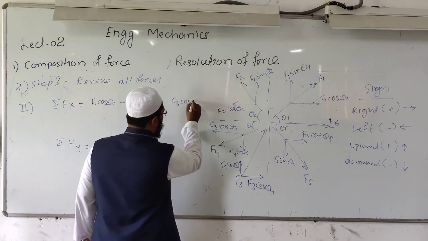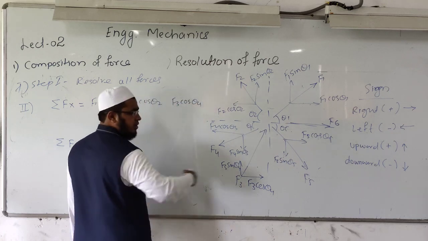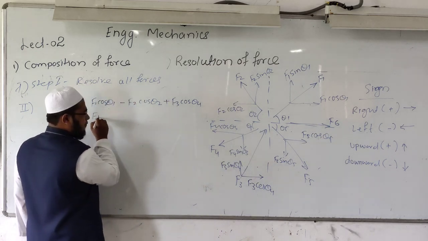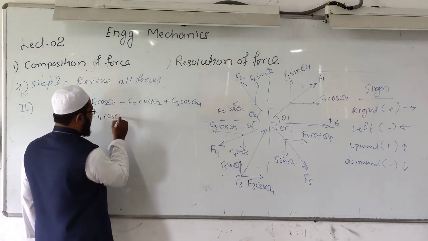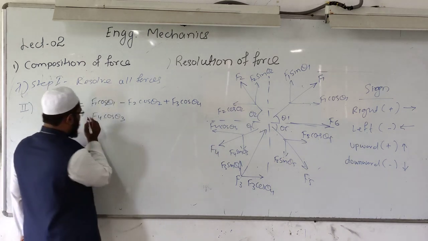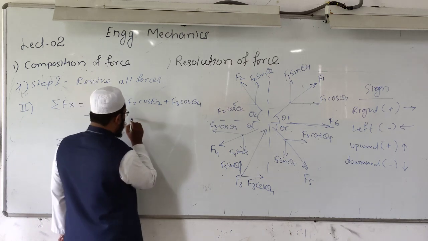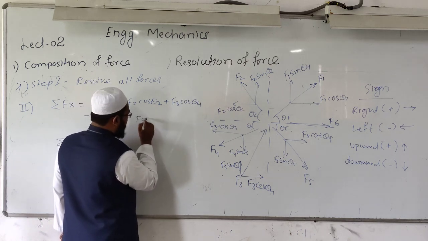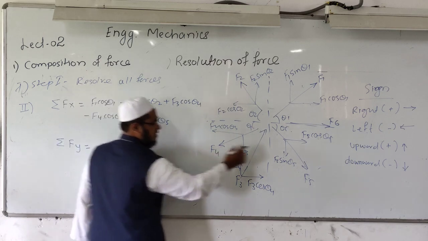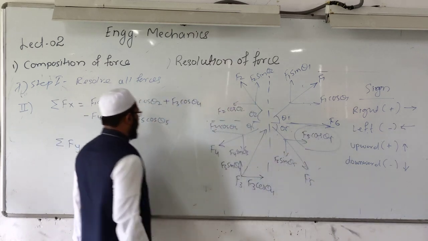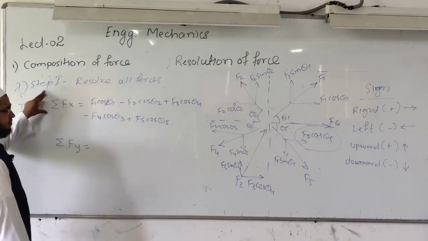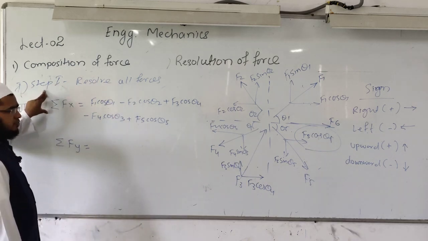Then F3 cos theta 4, it is rightward, therefore it is positive. Then F4 cos theta 3, it is acting towards leftward, that's why it is negative. And at the last, F5 cos theta 5, this component is rightward, that's why it is considered as positive. It is the algebraic sum of horizontal forces.